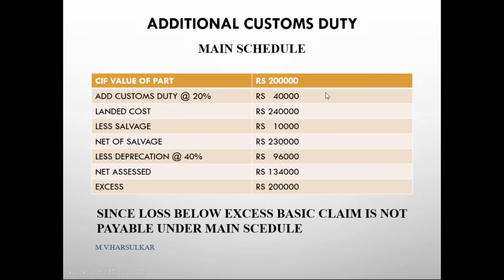So the calculation of basic cost of the material as per the policy, considering that additional duty is not there. So 20% is included in the sum insured. So we are considering 20% here. So 2 lakhs, 20% is the additional duty. Landed cost is 2,40,000. Less salvage, 10,000. Net of salvage, this is 2,30,000. Less depreciation, 40%. Net assessed, 1,34,000. Excess is 2 lakhs. So basic claim payable is 0.